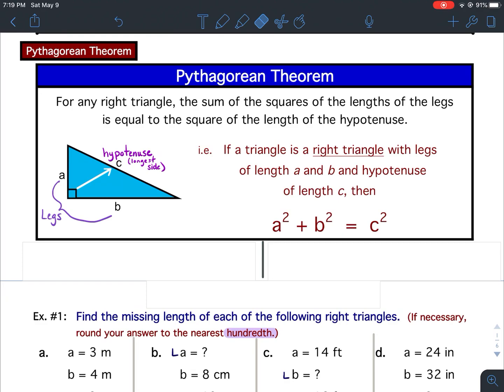That's the Pythagorean theorem. The Pythagorean theorem states that if you have a right triangle and the legs have lengths of A and B, the hypotenuse has a length of C, then A squared plus B squared equals C squared.